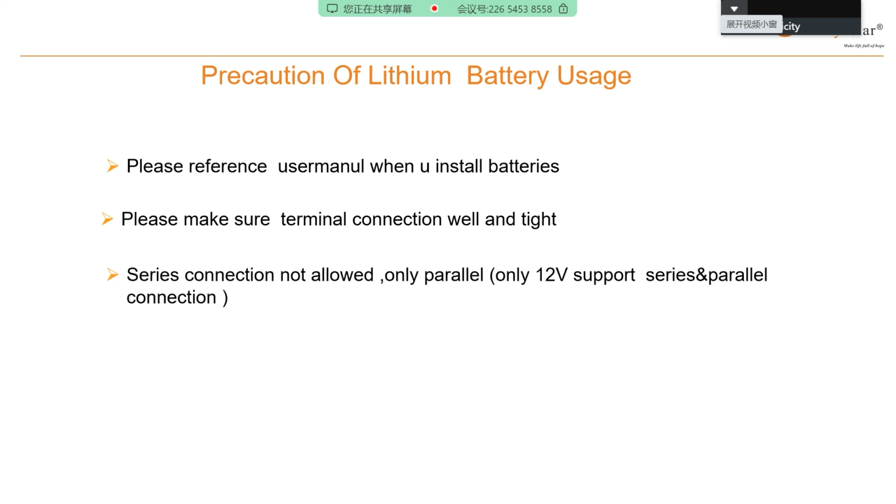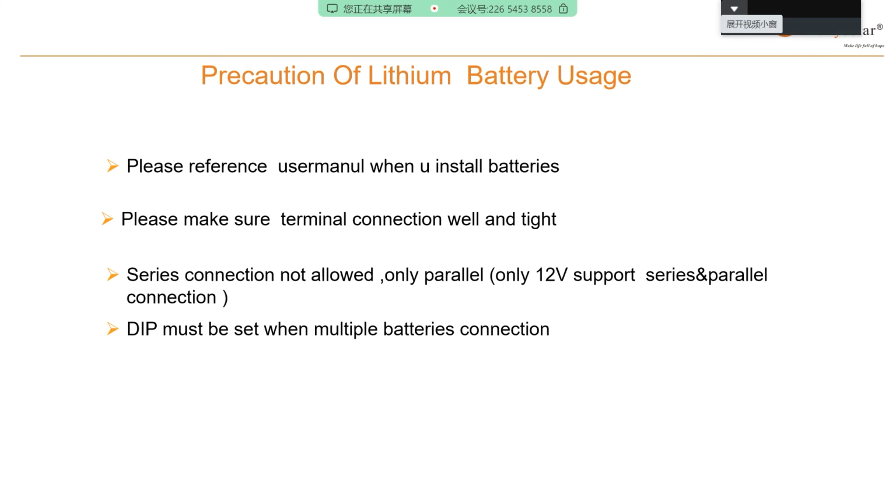Okay, and the third, series connection is not allowed. It is only in parallel. This I just mentioned in the form of the different batteries comparison. So only 12 volt supports series and parallel connection, which means if you want to use the 12 volt lithium battery, you can connect like 2 piece or 4 piece for a single string, and then you can parallel 2 strings or 4 strings. You can use 8 piece or 12 piece, and each string is 4 piece. Then it's a four piece single string, and 3 parallels like this. So it supports series and parallel connection. Okay, but 24 and 48 only support parallel connection.